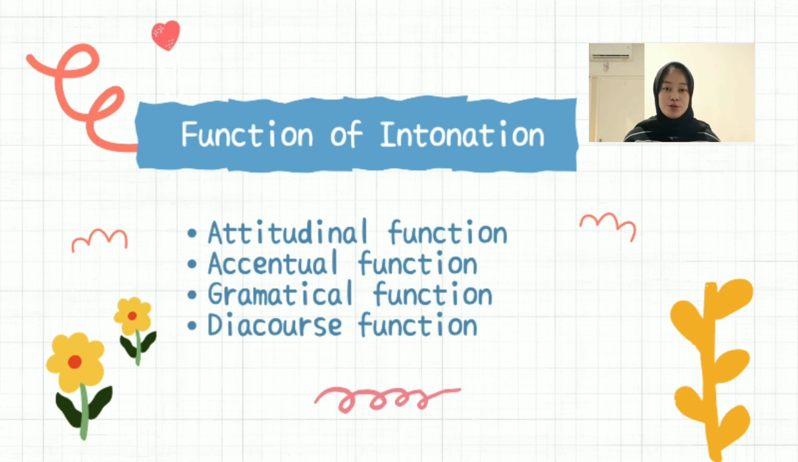And the function number 2 is about accentual function. This function of intonation is to help produce the effect of prominence on syllables that need to be perceived as stressed. So, in this case, intonation works to focus attention on a particular syllable.